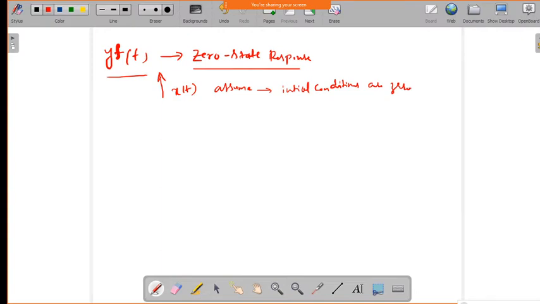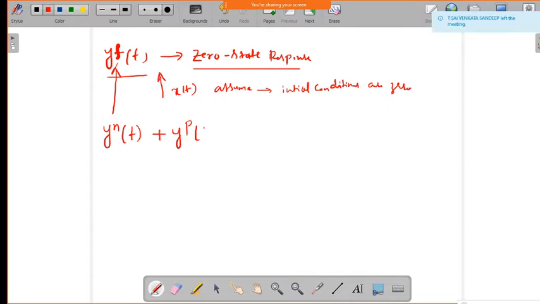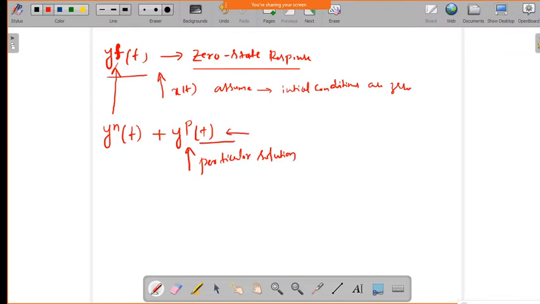Now this forced response has two components. As with your natural response, that is y n of t, plus it also has y p of t, which will be called the particular solution. This particular solution we need to find when the input is applied. Whenever you apply an input of any form, we need to find the particular solution. So the forced response is the natural response plus the particular solution.